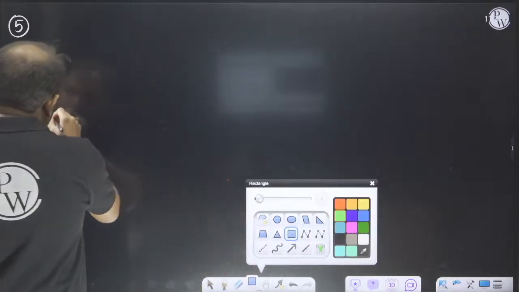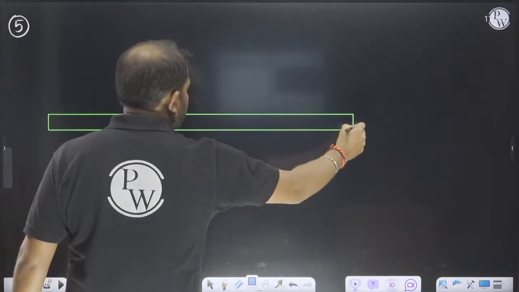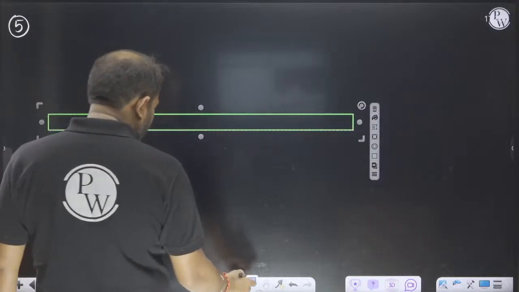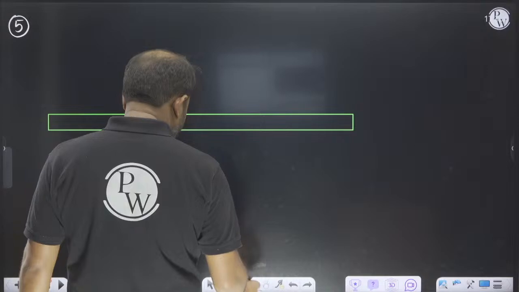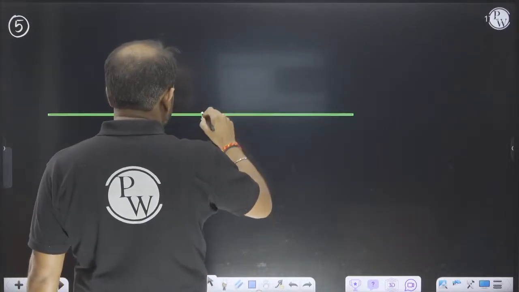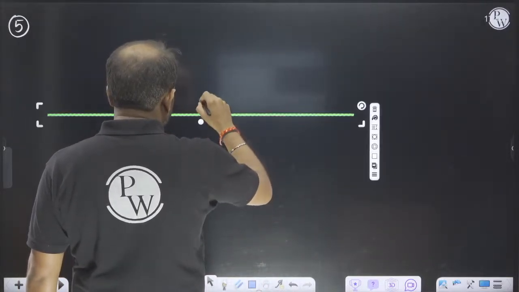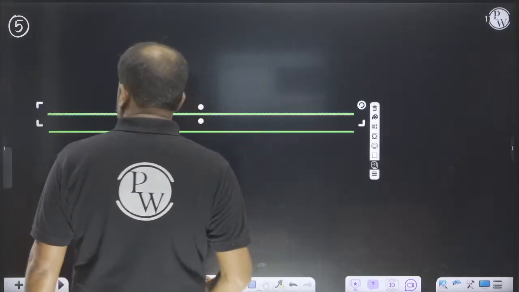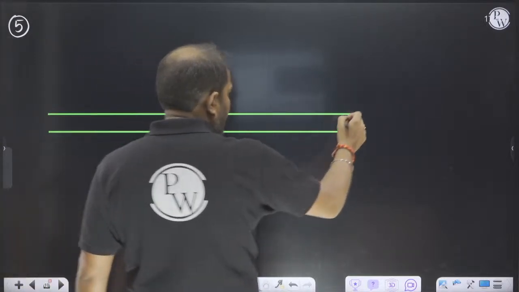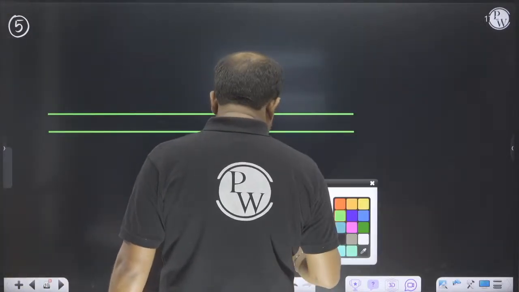Then the fifth point is you have to draw the diagram. So what is happening here? Let us see what is happening here. So this is our transmission line. Let us assume this is our transmission line of length L.